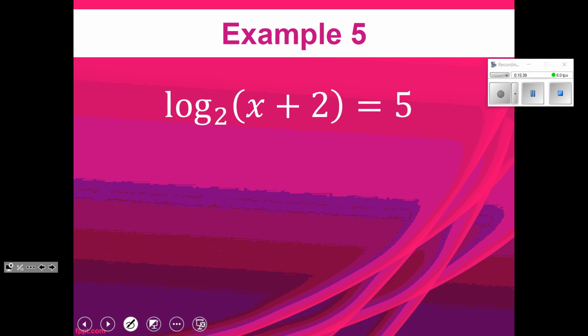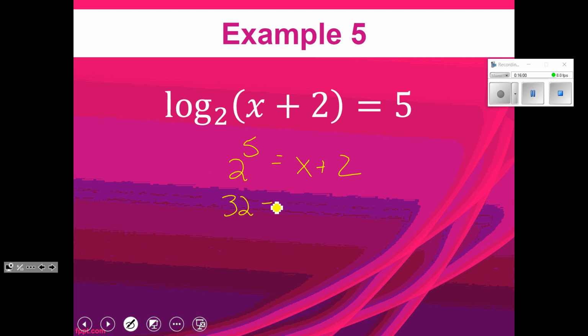Okay, here I would recommend, should we try? Let's go back to exponential form. Okay, so how would I take this back to exponential form? 2 to the 5th is equal to x plus 2. And I'd say that's going to be a good way. What is 2 to the 5th?